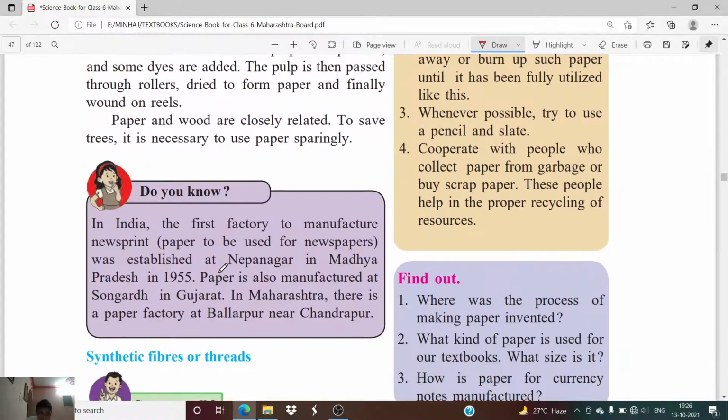Now in India, the first factory to manufacture newsprint, that is paper to be used for newspapers, was established at Nepanagar in Madhya Pradesh in the year 1955. Now paper is also manufactured at Songarh in Gujarat, and in Maharashtra you will see at the place called Ballarpur, which is near Chandrapur, there also a paper factory is established and paper is being produced there.